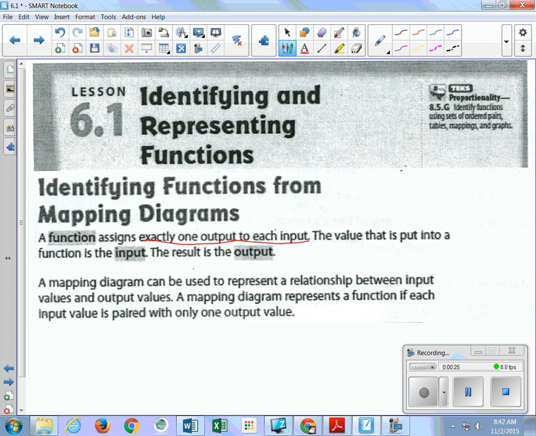A mapping diagram can be used to represent a relationship between input values and output values. A mapping diagram represents the function if each input value is paired with only one output value. All right, go to the next page.